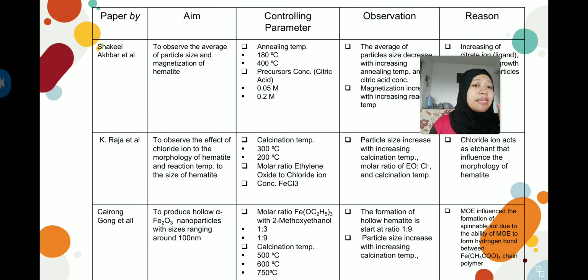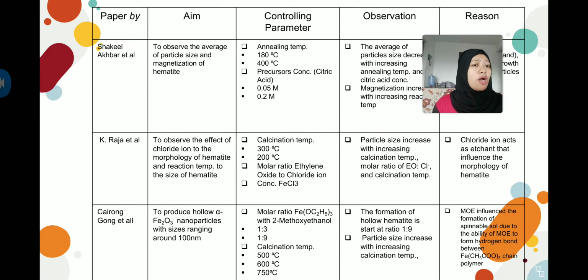Okay, second is Kiraja et al. They wanted to observe the effect of chloride ion on the morphology of hematite and the effect of reaction temperature on the size of hematite. The controlling parameters are the calcination temperature, the molar ratio of ethylene oxide to chloride ion, and the concentration of ferric chloride. The observation is the same as Shakil Akbar: the particle size increased with increasing calcination temperature and the molar ratio of EO to iron chloride. In this study, the chloride ion acts as an agent that influences the morphology of hematite, changing it from a triangular plate to a disc-like shape.